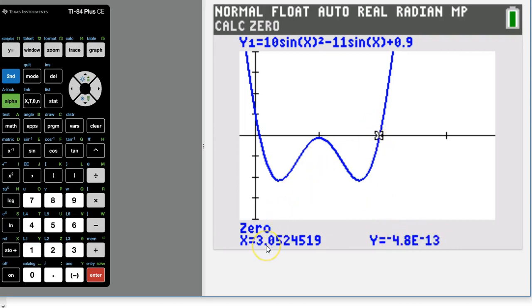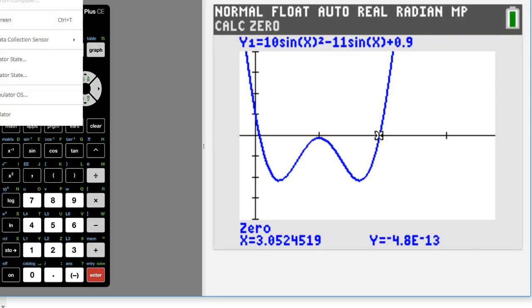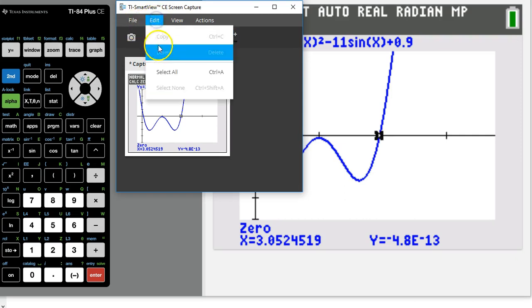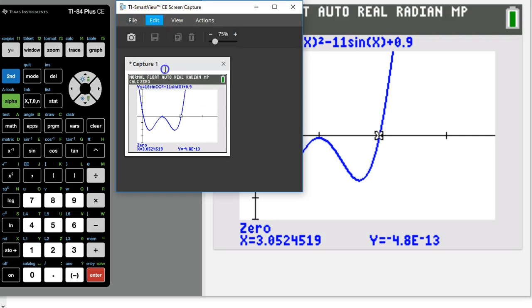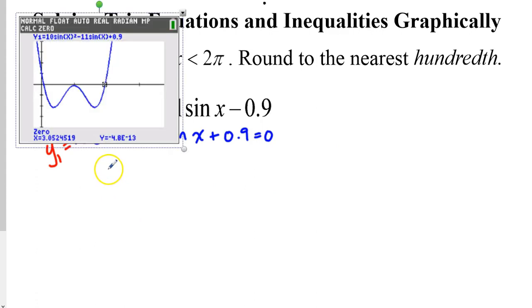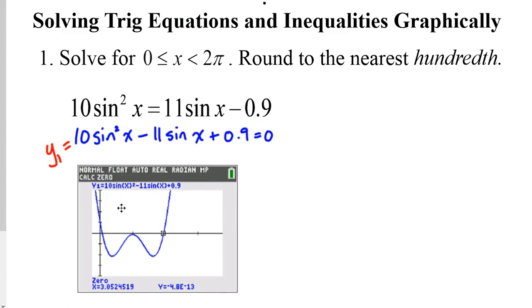So those were our two numbers, 0.09 and 3.05. So I'm going to take a screenshot here. And that's what we want. I'm just going to put that into our note here so I can draw one, just like you're going to draw one. So we want to establish on our paper how we did this work.